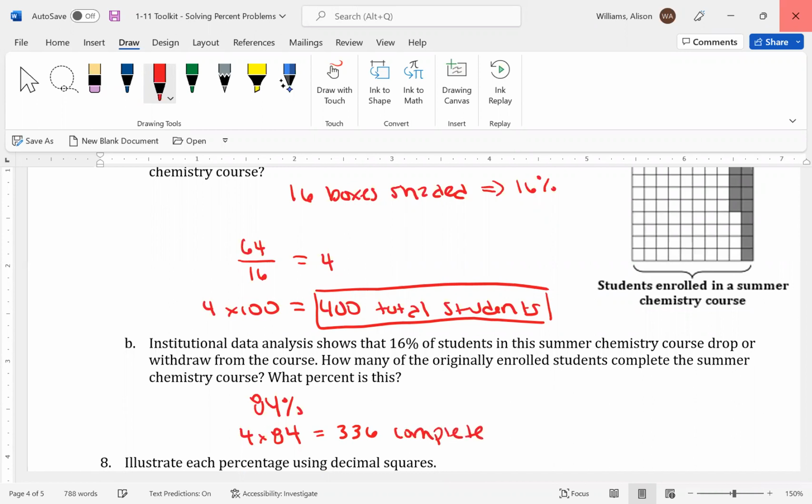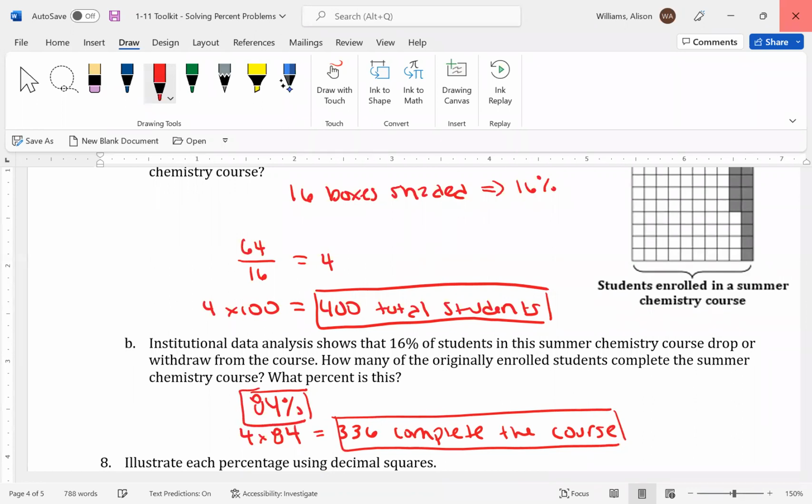Sorry, I was rereading the sentence. Complete the course. And that represents 84% of the total.